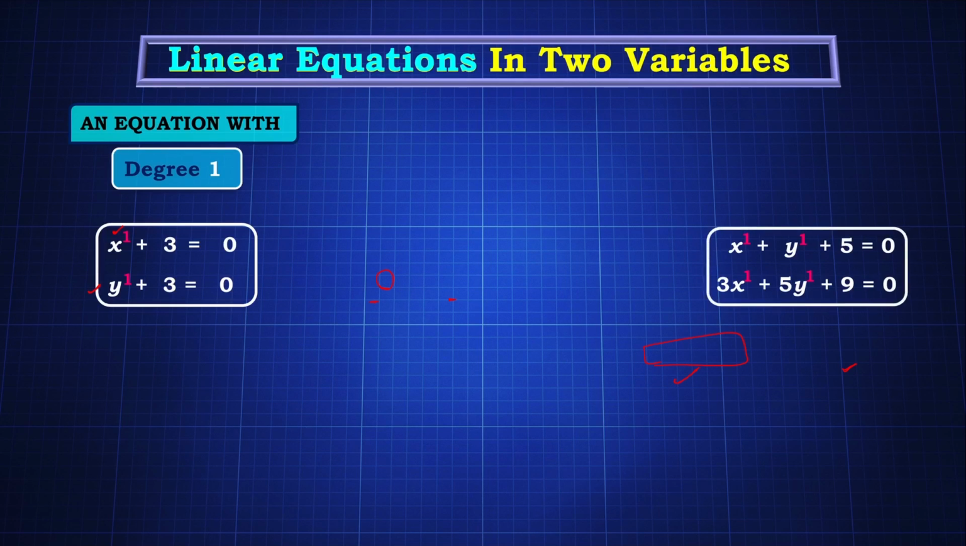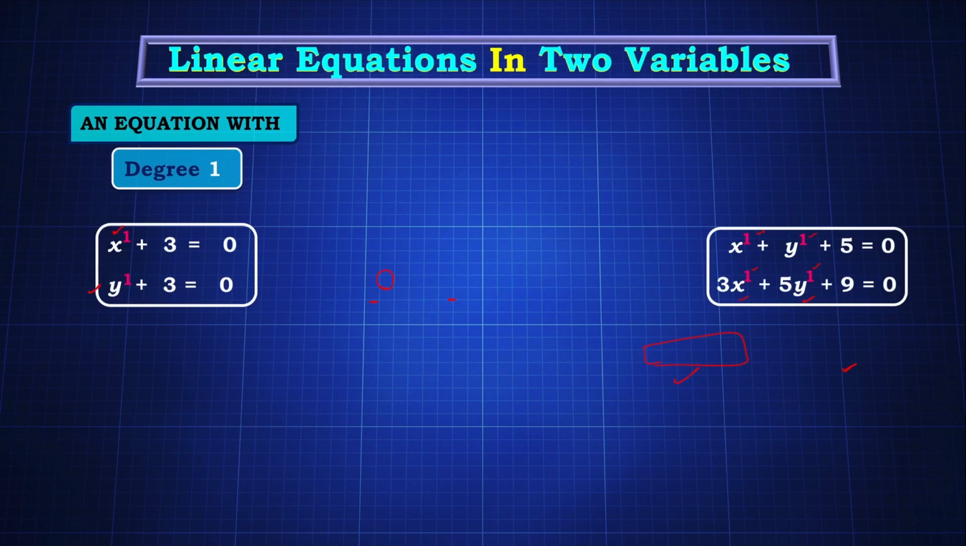So here you can see two variables, x and y. Why are they called variables? Because their value will keep on changing, will keep on varying. That's why they are called variables. And their highest power is 1. That is why it is called a linear equation.